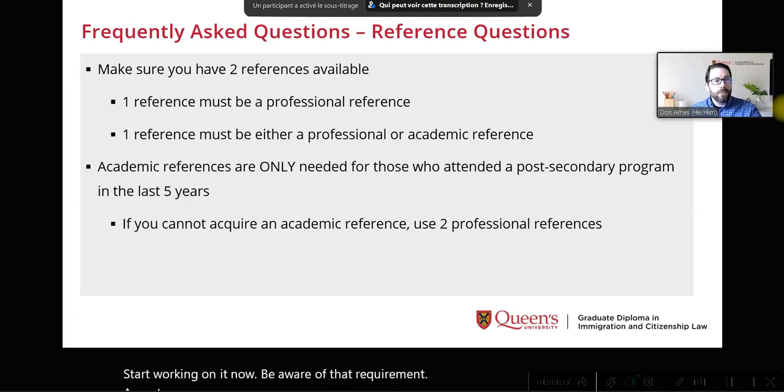Acceptance rate for the program, we don't provide. It's very competitive. That's all we say.